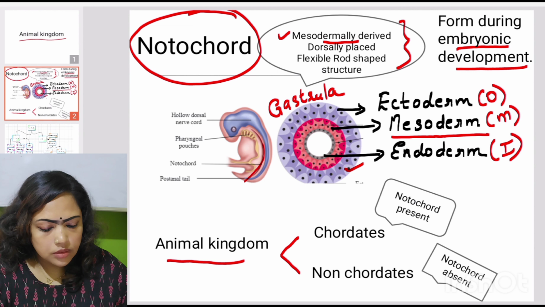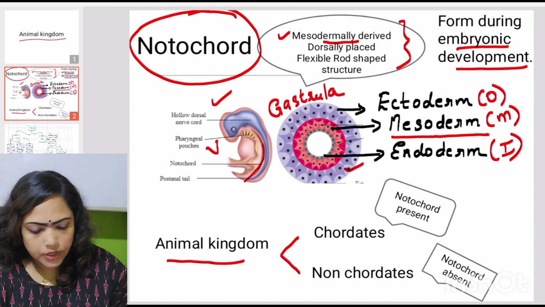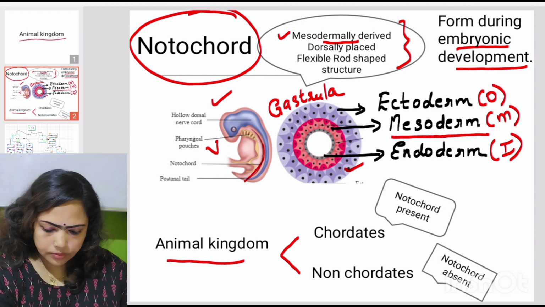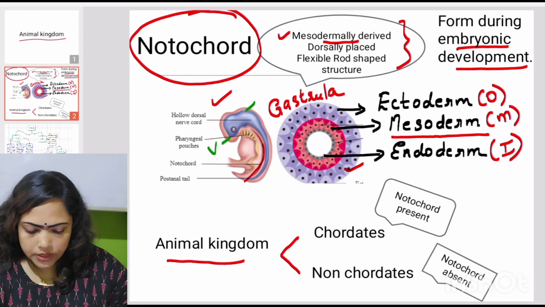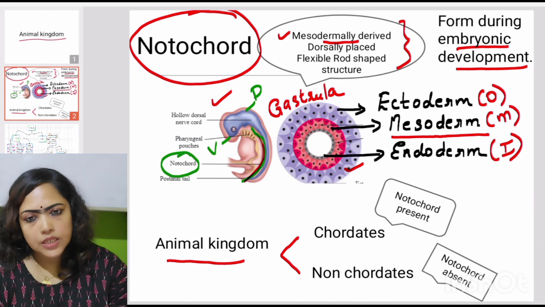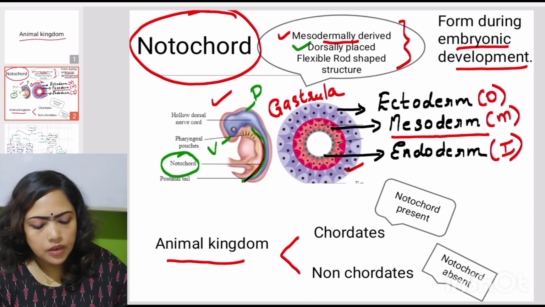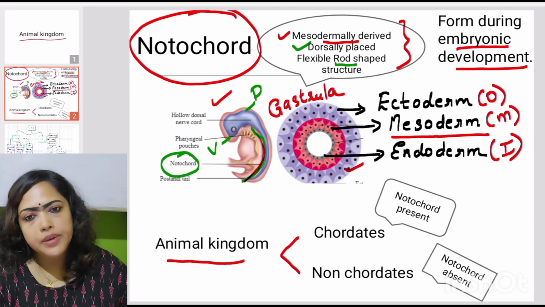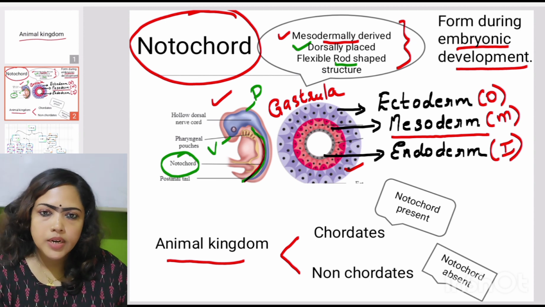Then its location. See, this is the embryo, and this is the ventral surface and this is the dorsal surface. And this is the notochord. The location should be the dorsal surface of the embryo, so it is dorsally placed. And then its shape is a rod shaped structure. So the notochord can be defined as a mesodermally derived, dorsally placed, flexible, rod shaped structure which forms during embryonic development. Okay.